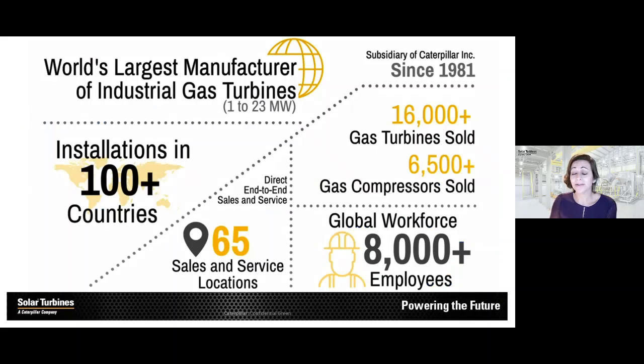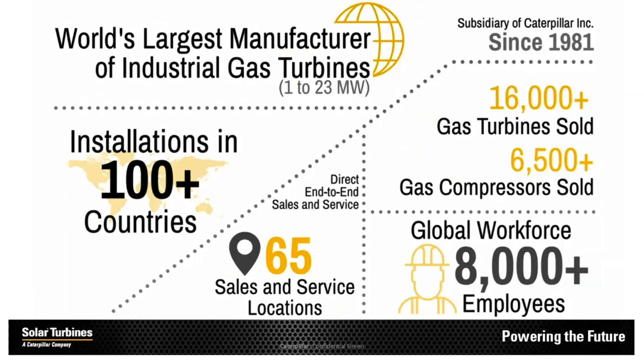And now a bit about Solar, as seen in this infographic. Solar Turbines is the world's largest manufacturer of industrial gas turbines in the 1 to 23 megawatt size range. We started manufacturing back in the 1960s and are now a subsidiary of Caterpillar since 1981. We've sold over 16,000 turbines, 6,500 compressors, and into over 100 countries worldwide. And one thing I want to point out as a key differentiator of Solar Turbines is our customer-focused, diverse global workforce of over 8,000 employees, many of whom are in your very own time and space, since we have 65 sales and service locations worldwide.